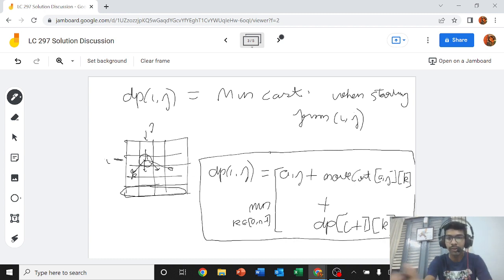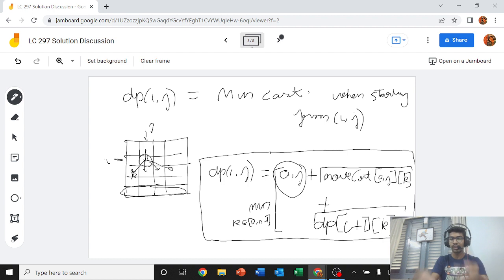The minimum cost when starting from I comma j is the cost of the cell plus the moving cost plus the pre-computed cost by the DP that we are already computing in the bottom up way. So this is the base case. We can't move any further. So the base case will have only the grid I J values, and in the general case we have this particular DP state.